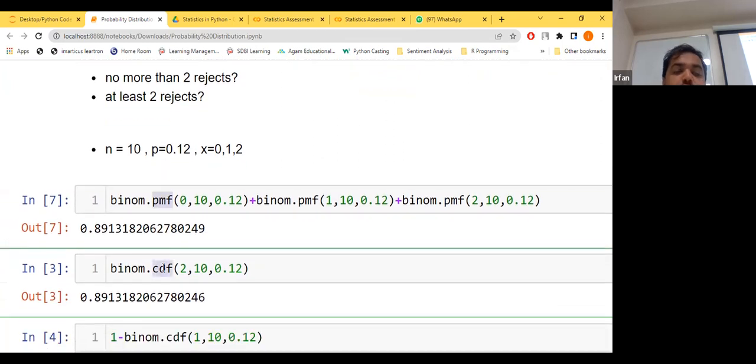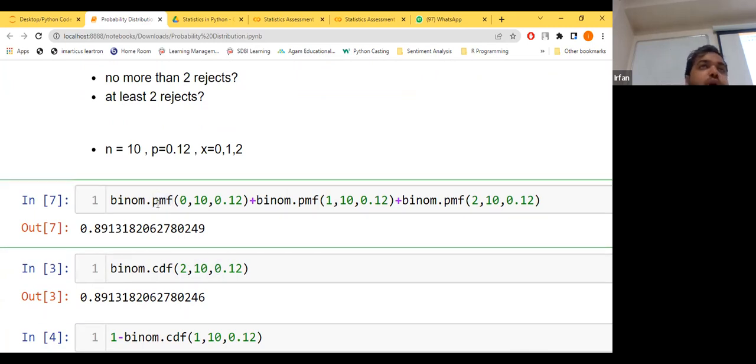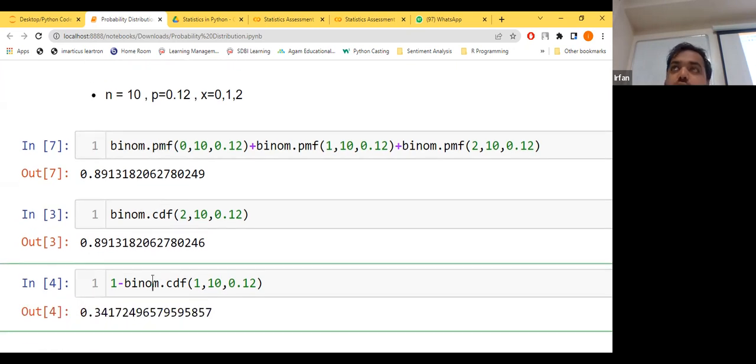When I do CDF, the full form is cumulative. You just write up to 2, which means we'll compute for 0, for 1, and for 2 also. Cumulative means we also do the addition. N and P. It is your opinion, guys, whether to do manual or do all in one. Clear? For at least 2 rejects, I have done 1 minus. You have not solved this one. Have you solved this one also? At least 2 rejects we have done. Same answer, guys. Cross check.